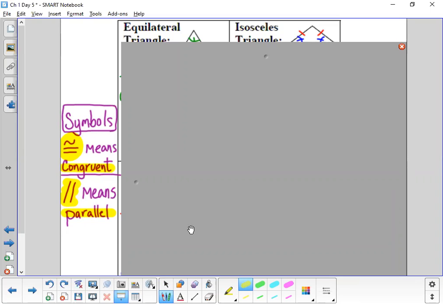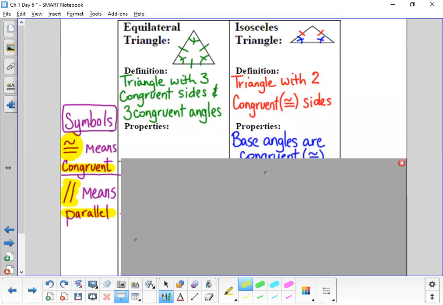All right, so let's start with the equilateral triangle. The definition of an equilateral triangle is a triangle with 3 congruent sides and 3 congruent angles. You can see on my diagram here, I have the sides marked with tick marks and the angles marked with tick marks. So all 3 sides and all 3 angles are equal in an equilateral triangle.